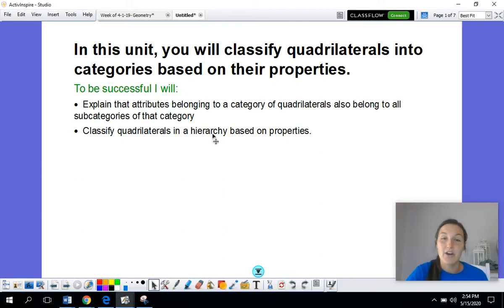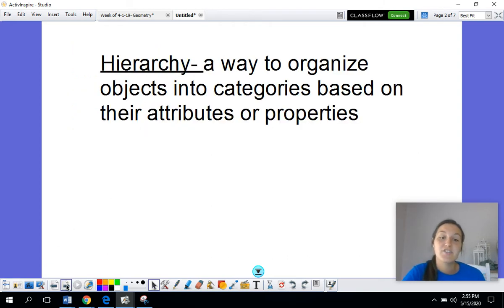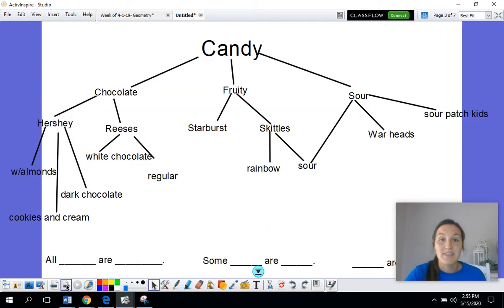That word hierarchy, you may not be familiar with, but a hierarchy is just a way to organize something or an object into categories based on its attributes or properties. So to help y'all make a connection to what a hierarchy could be, I've done one with candy. I know y'all like candy. I'm sure you miss me giving some to you when you do well. But here is what I've come up with candy.